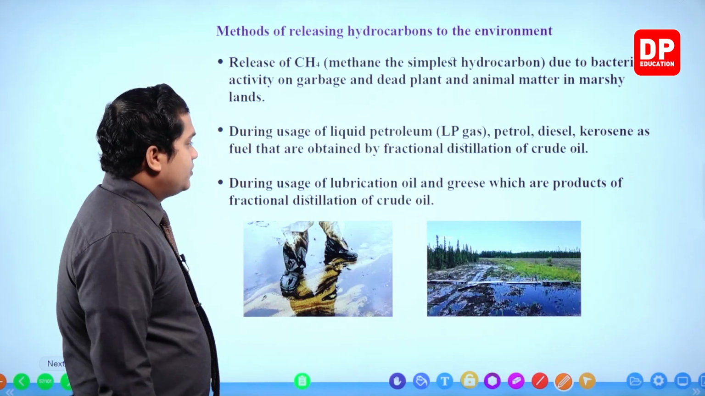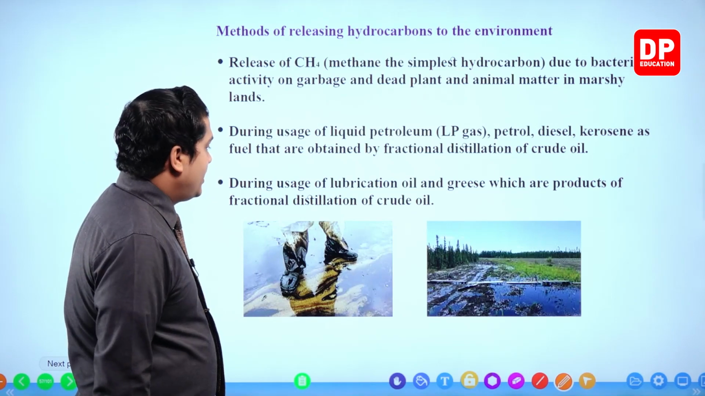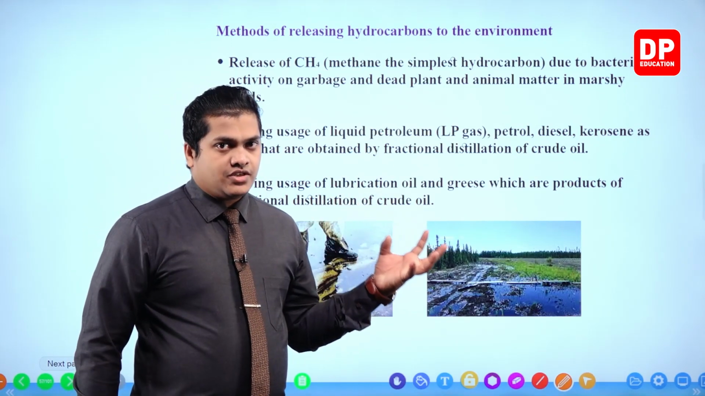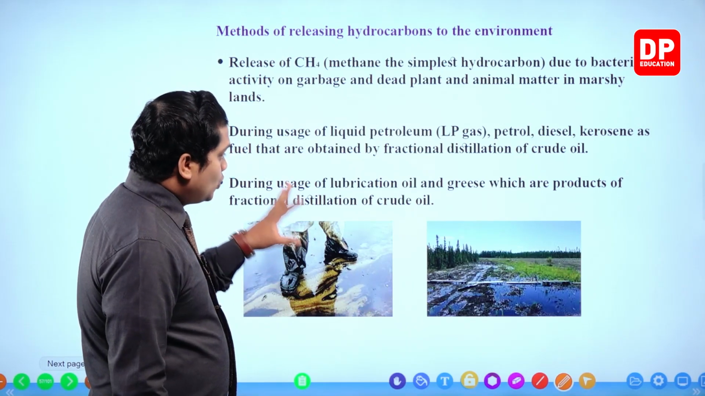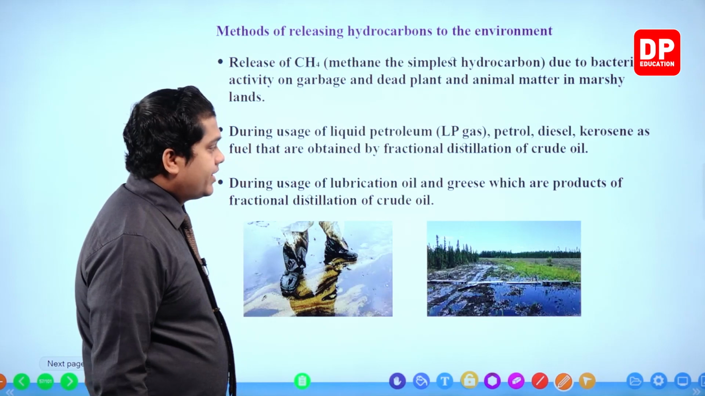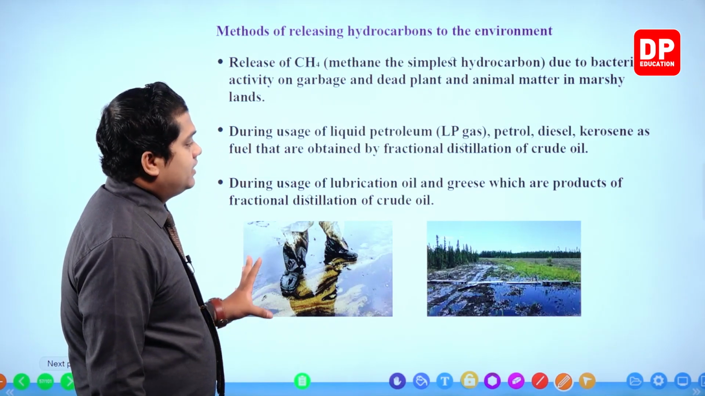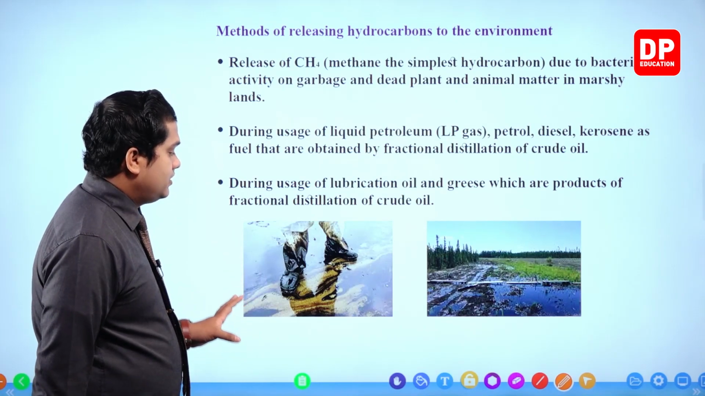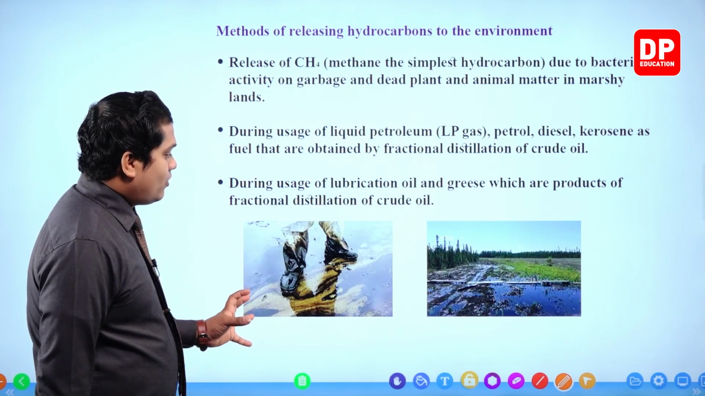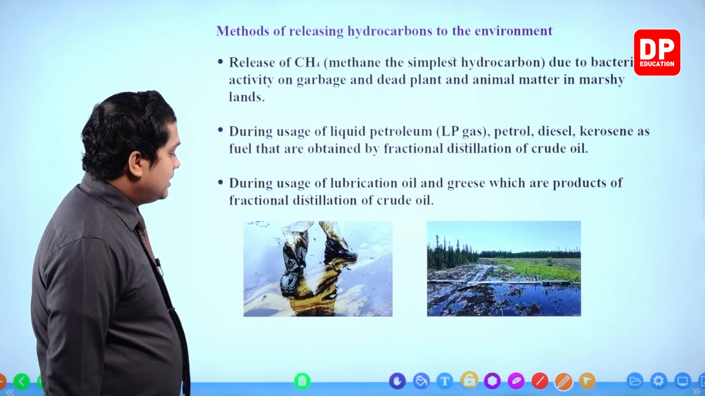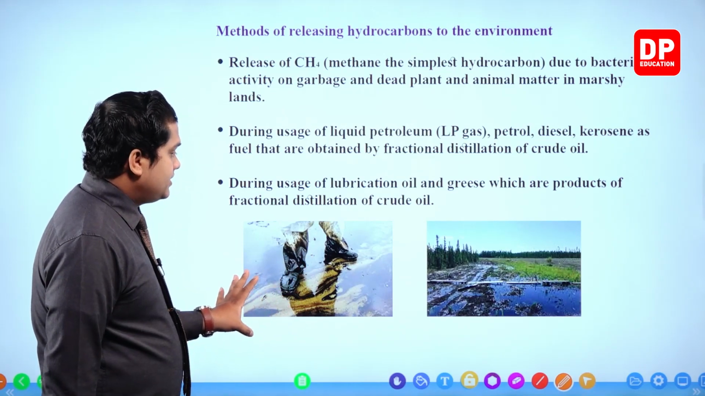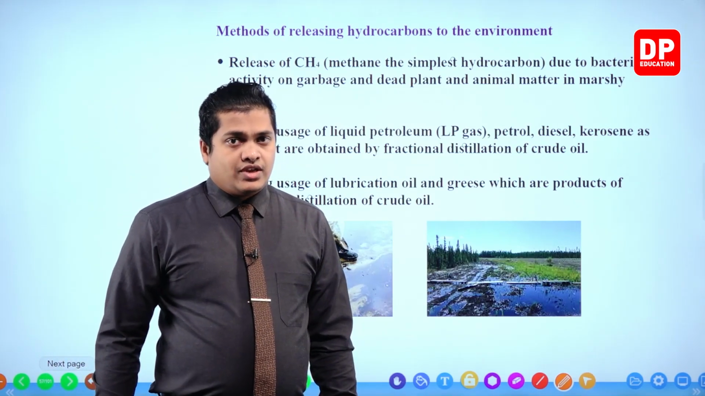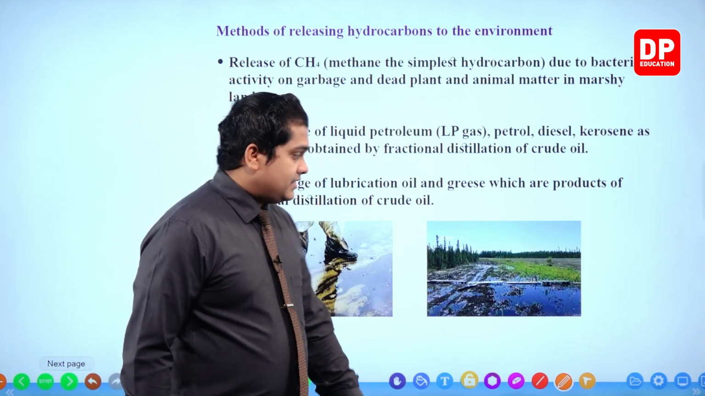Then the next one given, during usage of lubrication oil and grease, which are products of fractional distillation of crude oil. When using these substances like oil and grease, what will happen? In that case also, these substances are being added to the environment. As you can see, I have given you two figures over here. The first figure shows how grease and oils are being added to the environment. If you observe the legs more closely, it contains a heavy oil layer. When these things are added to the environment excessively, it's not good for the environment. And this is a marshy land, my dear children.